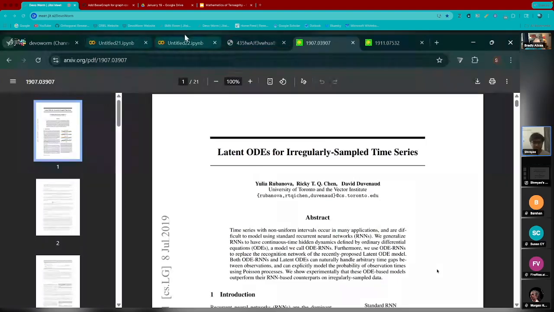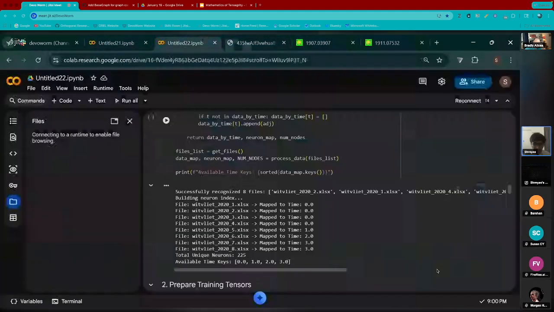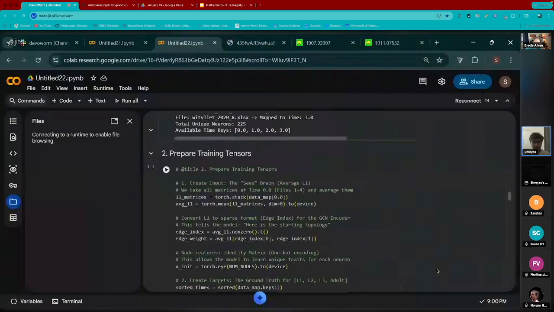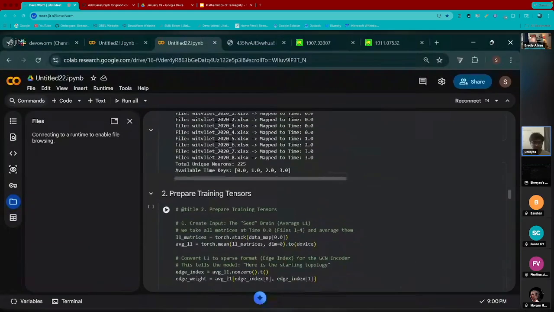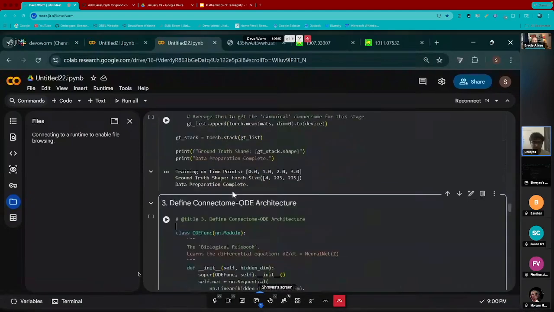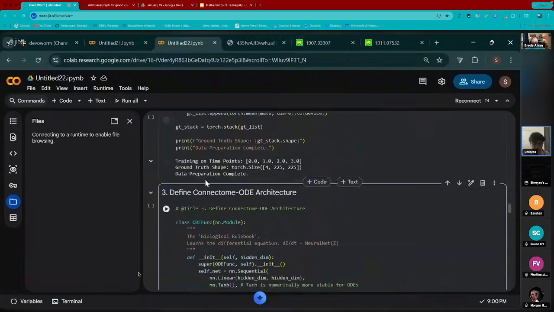So when I went in this direction, yeah. Basically, what I'm doing here is, should I go through the code or should I just give an overview, and then if there are any doubts, I'll go into the code. Here I'm just preparing the data set, like all the tensors, to do the data preparation. Then I'm defining the Connectome ODE solver.